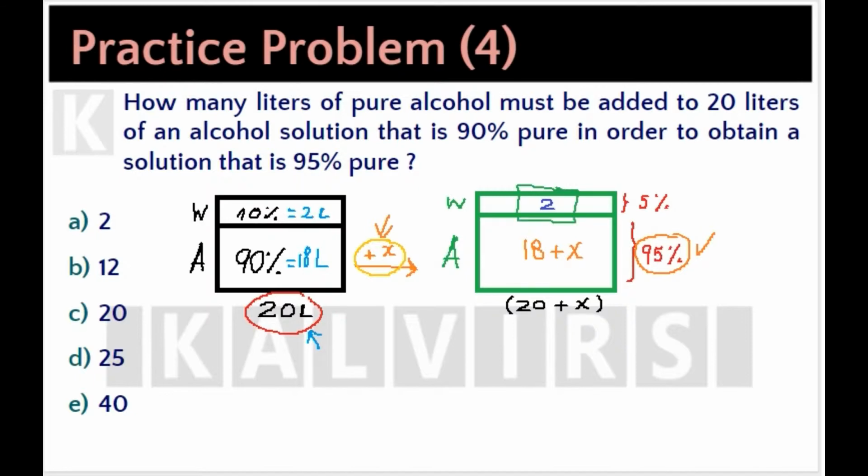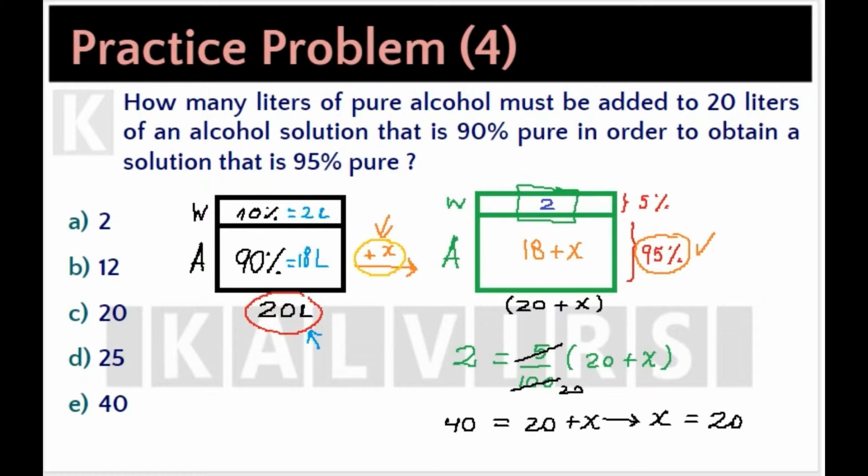Since the amount of water hasn't increased or decreased, then 2 liters of water represent 5% of the new solution. Finally, solve for X. X equals 20. Letter C is correct.